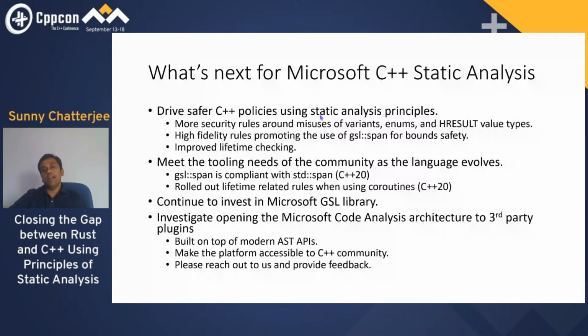And finally, we are investigating opening up the code analysis architecture to third-party plugins. Again, please reach out to us and share your feedback on this. We would build this framework on top of a modern AST API. You would have libraries that would allow you to write pattern matching or tree walking. And if there is value in having this platform accessible to the community, I would encourage you to provide us with that feedback so that it can help with the prioritization as we are working on the next set of tooling for static analysis.